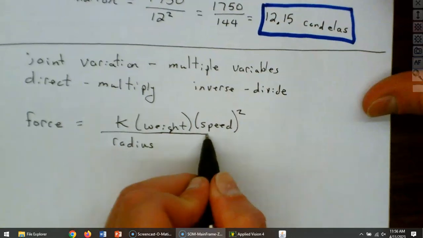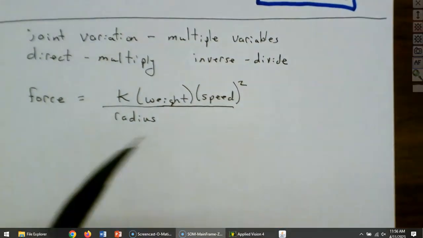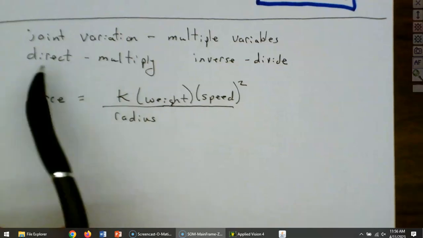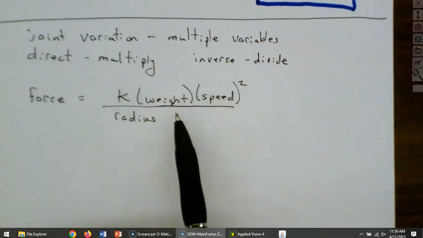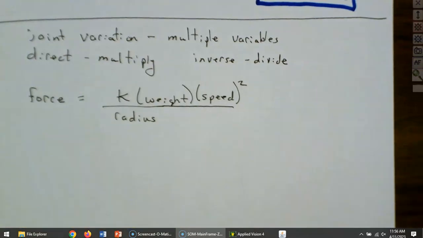So there's our formula, right? Radius is inverse, so it goes down below. It doesn't say direct, but sometimes it will say directly to certain pieces. Joint variation just means we have multiple variables. And now we just simply plug in our pieces.